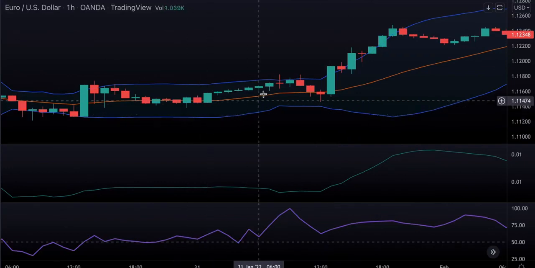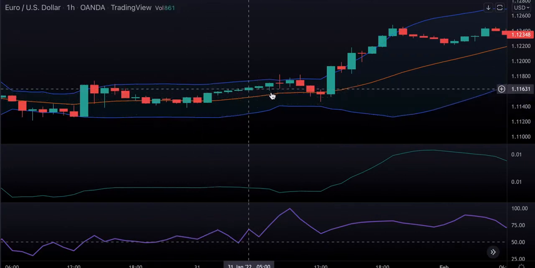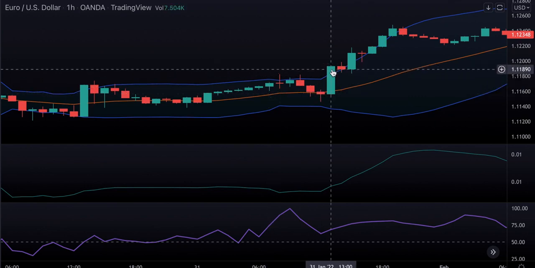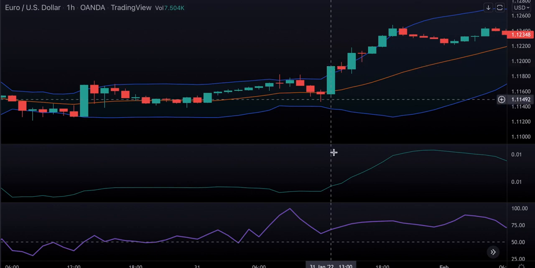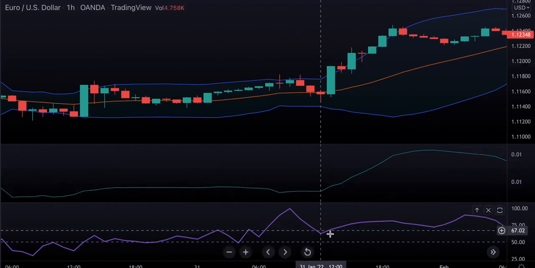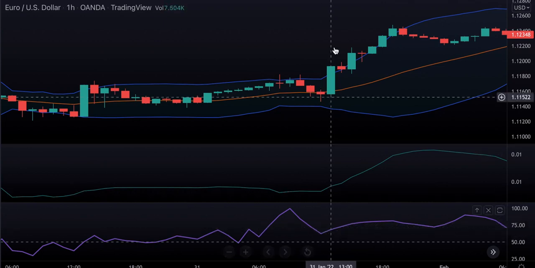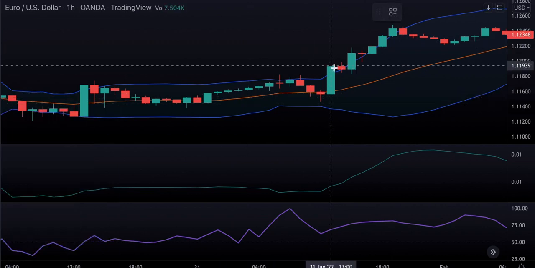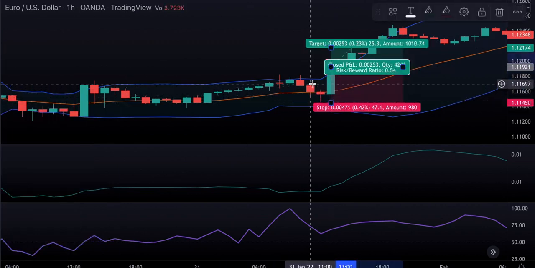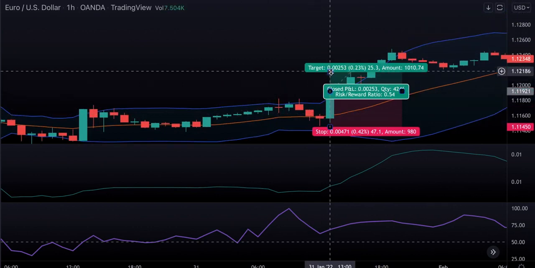So we see the market was ranging, there was nothing much going on, but once we had this breakout, this strong bullish candlestick that closed above the Bollinger Bands, and we had this line pointing upwards as well, and the Money Flow Index confirming the signal, this would be another signal for us to take a long position. And we're going to do the same thing. We're going to set our stop loss at the recent swing low and target 2-to-1 risk to reward.